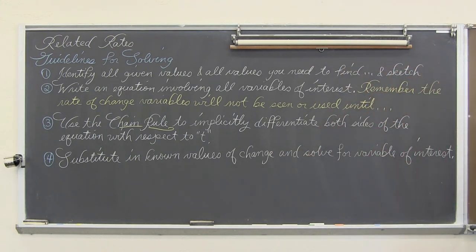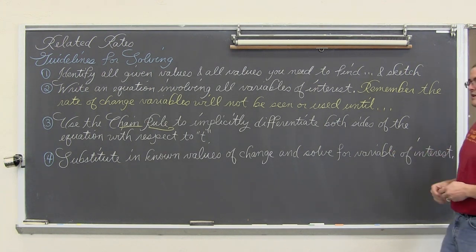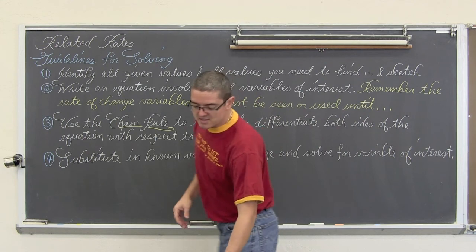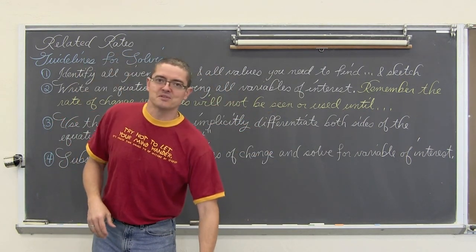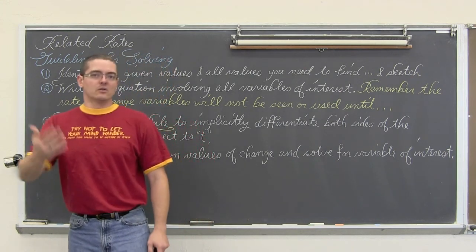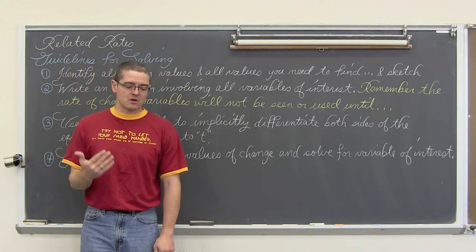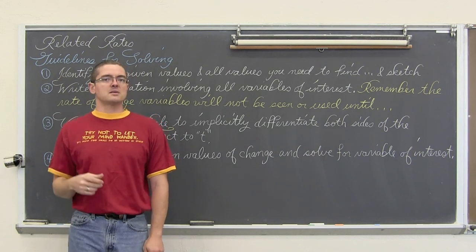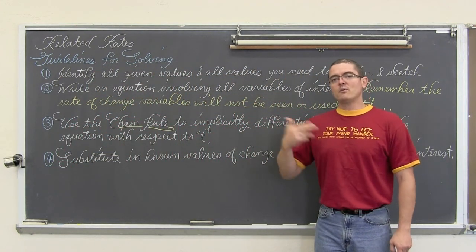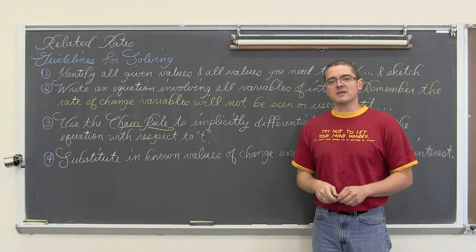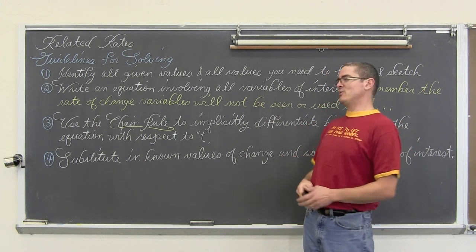And then finally, substitute in your known values of change and any other variables you still haven't plugged in, and solve for the last remaining variable of interest. So let's get these directions out of the way and start looking at some examples. They will be in increasing difficulty as we go through these. So if you're struggling with this initial concept, maybe the first couple of videos or examples will be fine, and we will get them to be more and more involved and more difficult as we go. So let's see what they look like.